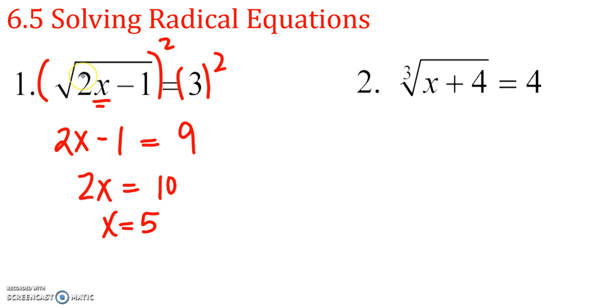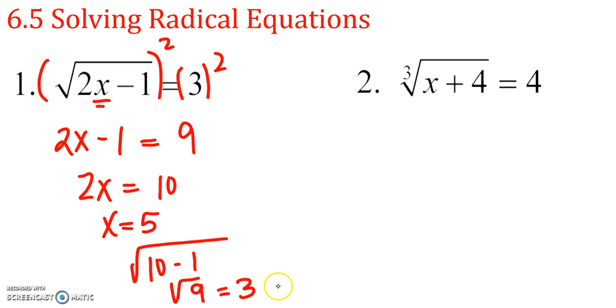Getting an answer allows you to go back and plug it in. So if I went back and plugged it in, 2 times 5 is 10, 10 minus 1, square root of 9, does that equal 3? Check. So you can always check your answers, and we definitely want to check if we have squares or anything, if we end up with negative answers at any point. Because you should be advised you can never take the square root of a negative number. So if this came out to be negative 9, this would be no solution.